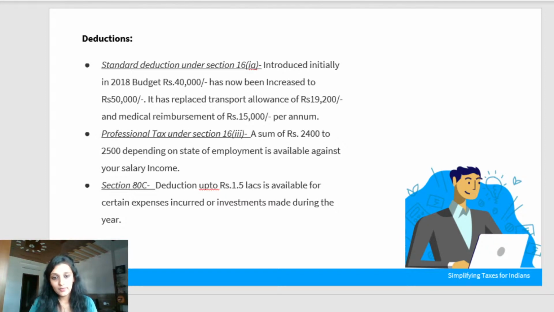Once this is calculated, then we'll be coming on to all the chapter 6A deductions. So whatever investments you have made in all the section 80 deductions will fall in chapter 6A, and this will also form part of your part B of Form 16. First and foremost deduction which we talk about is 80C.